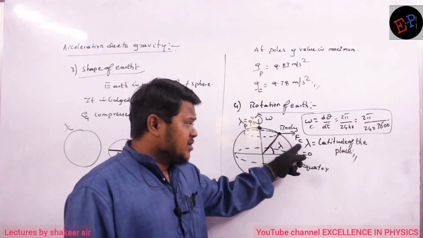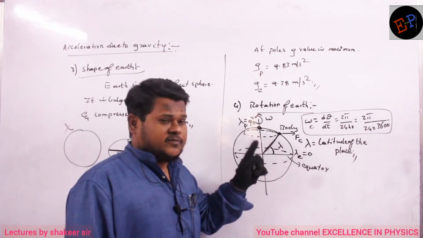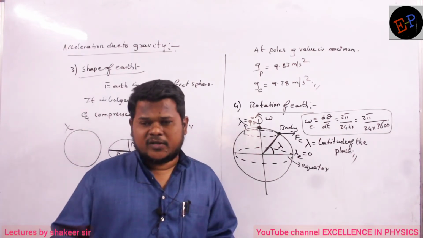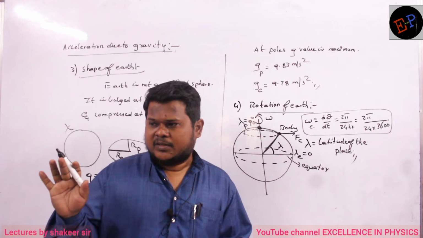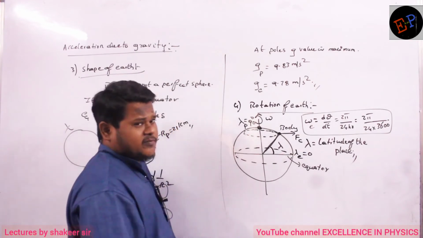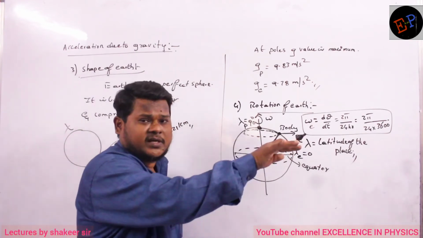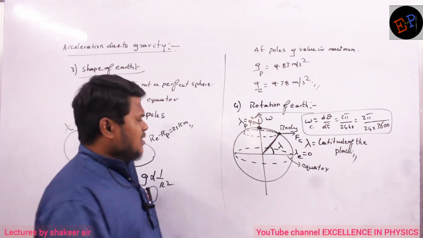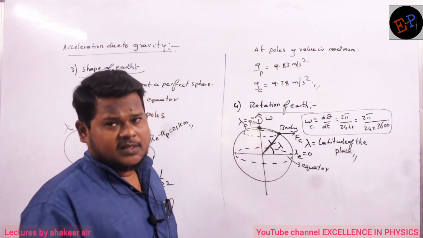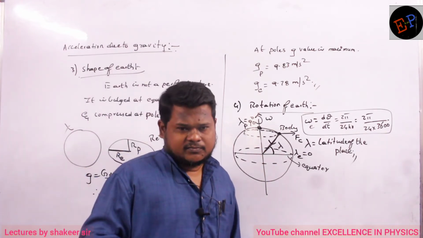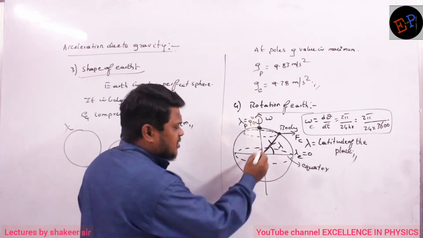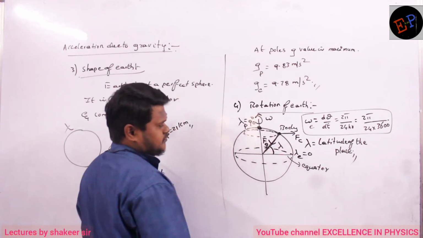Because of this centrifugal force, the effect of acceleration due to gravity reduces. Why and how it reduces, we are not going into that discussion. Directly we write the formula. Any body rotating in a circular path experiences some centrifugal force, which acts away from the center of the circle. And the weight of this body acts in which direction? Towards the center of Earth. So what is this force? This is gravitational force.